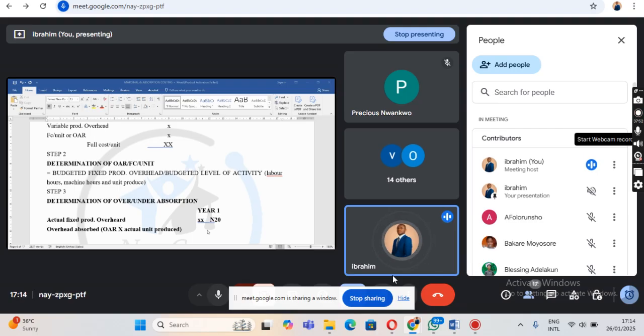Ideally, you're supposed to say actual fixed production overhead minus your budgeted. Your overhead absorbed is just like your budgeted overhead. And you say, oh, what is the difference? Is it over and under absorption? But no, you can't compare Ibrahim and Afolarunsho together. You can't compare both of us together until we have something in common. Class, please get this logic here. You can't compare Afolarunsho and Ibrahim together because we don't have something in common. We must have something in common.